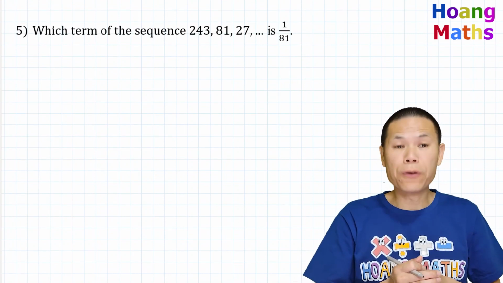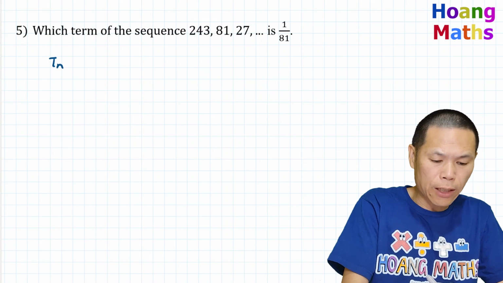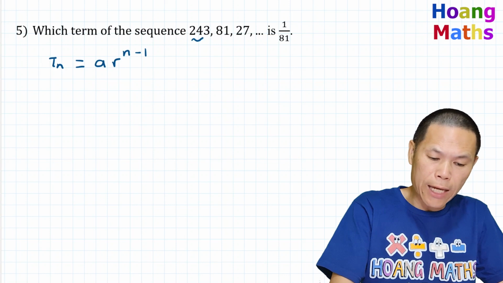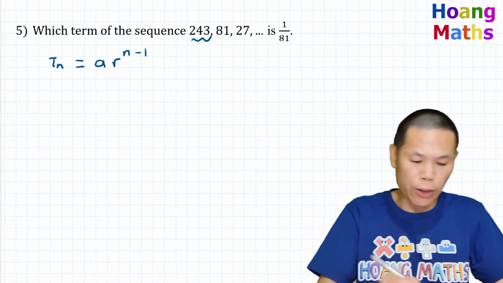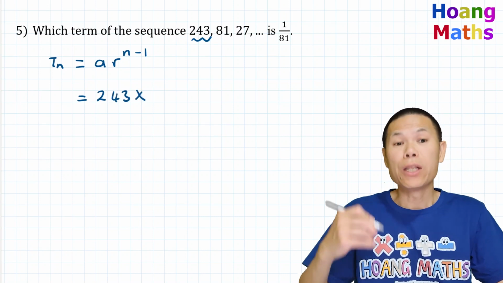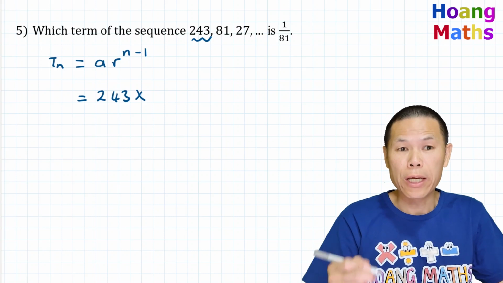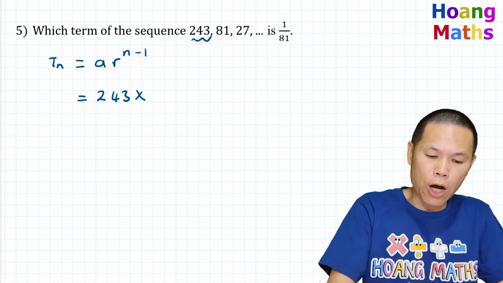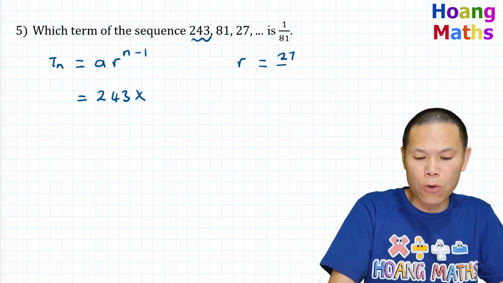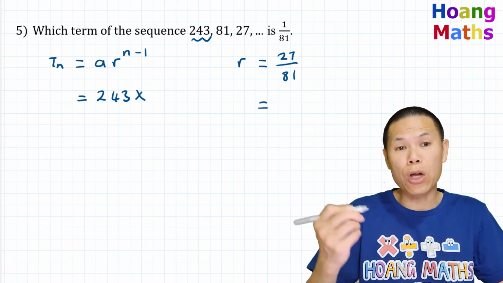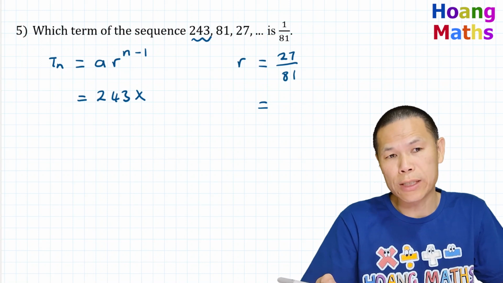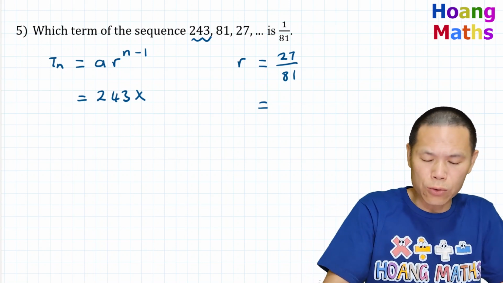Last one. First of all, we know that T of n is equal to A R to the power of n minus 1. And we know that A is 243. So that is equal to 243 times by the common ratio to the power of n minus 1. And we need to work out the common ratio. The common ratio here is 27 over 81. If I put it on a calculator, or I can just simplify both by dividing by 27, that gives me 1 over 3.